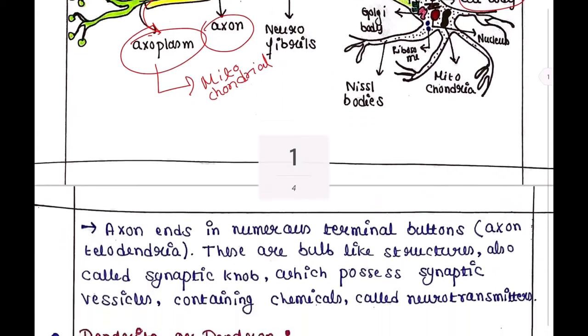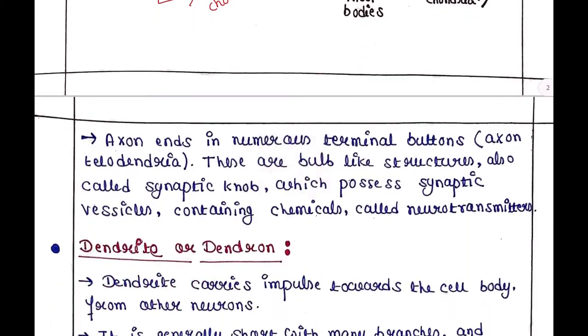Okay. So axon ends in numerous terminal buttons that are called axon telodendria. These are bulb-like structures, also called synaptic knob. So which possess synaptic vesicles containing chemicals called neurotransmitters. That means these synaptic knobs.